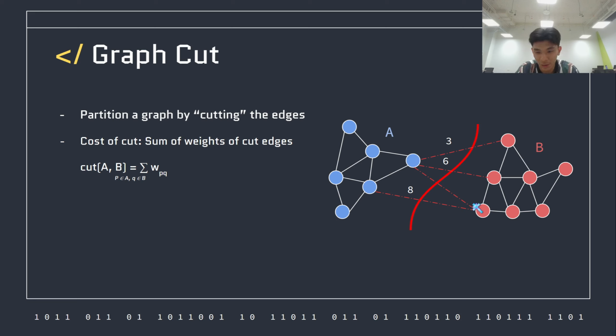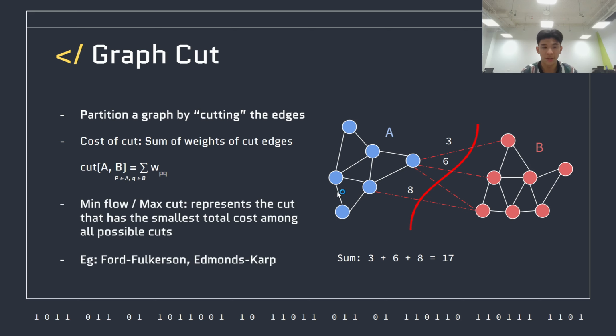Well, I think I missed one of the edges here, but okay. So anyway, in GraphCut you're interested in the cost of the cut. In this example, the cost will be the sum of 3, 6, and 8, which gives 17. So this brings me to the point of what max flow and min cut is. Min cut represents the cut that generates the smallest total cost among all the possible cuts. Some well-known algorithms that implement max flow are Ford-Fulkerson and Edmonds-Karp.